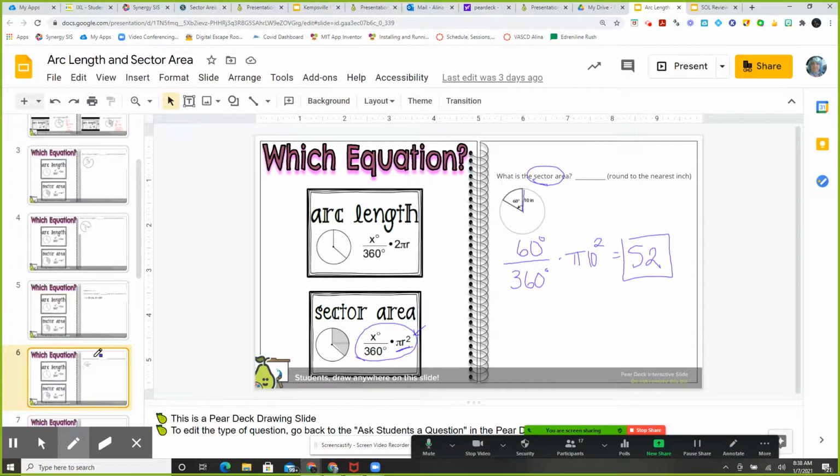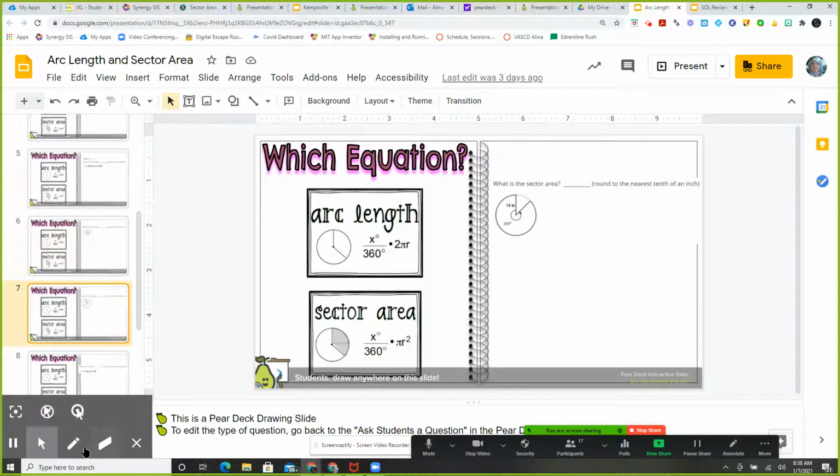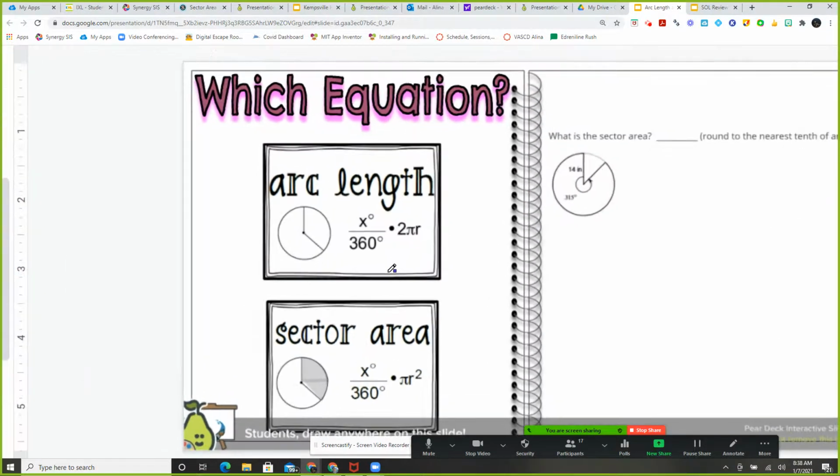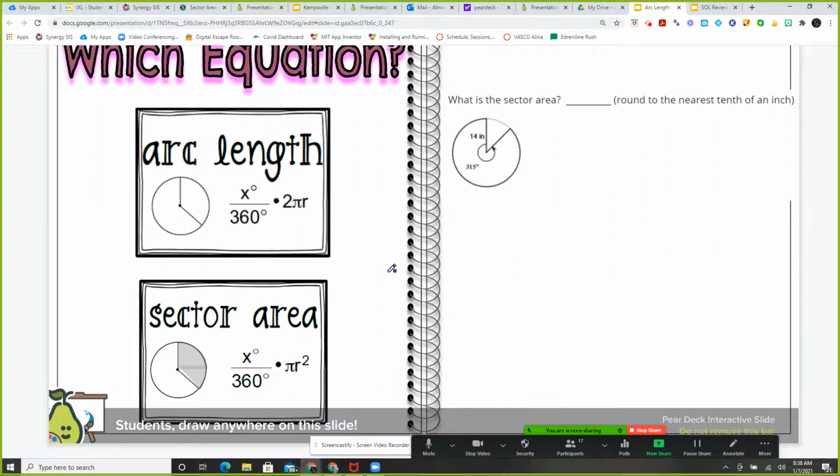You guys try the next one. So this is a big angle, but it's still the part. 360 always goes on the bottom. We're looking for area, so we've got to use the area formula. 14 is our radius.